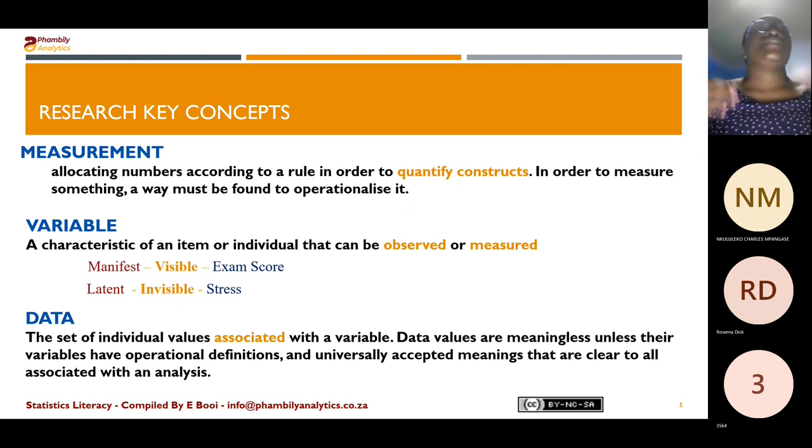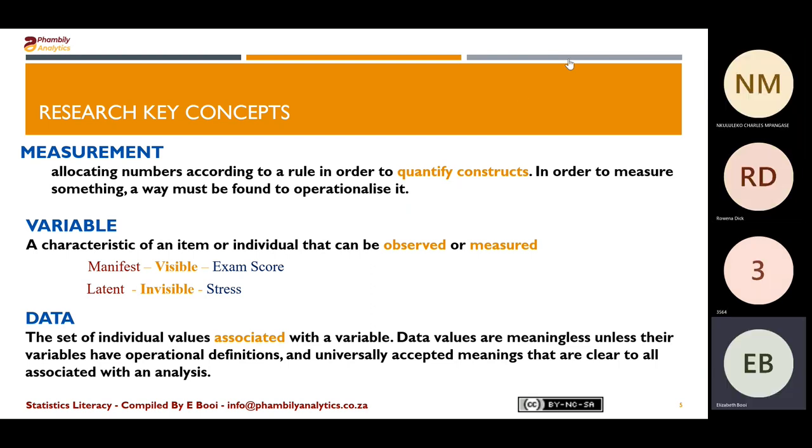Or a variable can be something like height. Height, you cannot look at a person and say they are 1.4 meters tall. You have to take a measuring tape and measure them. So a variable can either be observed or it can be measured. I am going to just pause right here, and I'm going to stop my recording, my video, but I'm going to ask if you have any questions so far before I move to data.